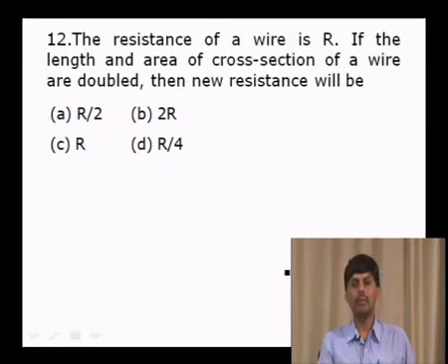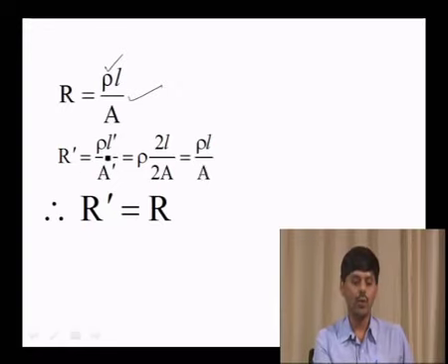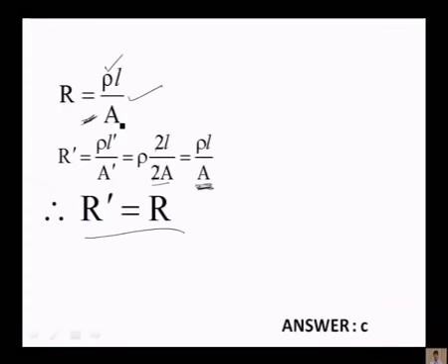The resistivity of the material does not depend on the dimension, it should be rho only, no change in the value. So before the increase, R is equal to rho L by A. After increasing the length and area, we have R dash is equal to rho L dash by A dash. Length increases by 2 times, that is 2L, area increases by 2 times, 2A. The 2 gets cancelled, and we get again rho L by A. This is the value of R dash, and this is the value of R. They are one and the same. Therefore, the correct answer for this question is C, that is equal to R.